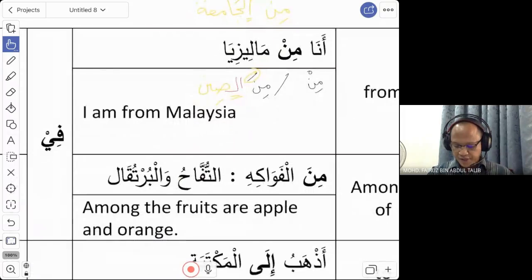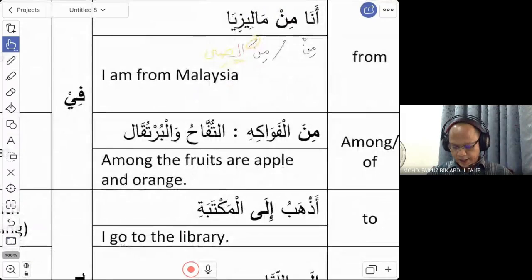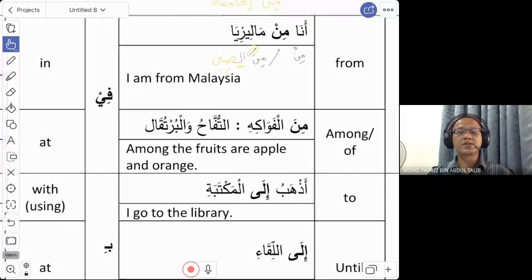Okay, so that is the first word, min. The first meaning of min is from. And now another meaning of min. Sometimes you see the word min used in front of a sentence, they say min so and so. If you see the word min in front of a sentence, most of the time it will mean one of the, or some of the, or among the. That is the meaning of min.